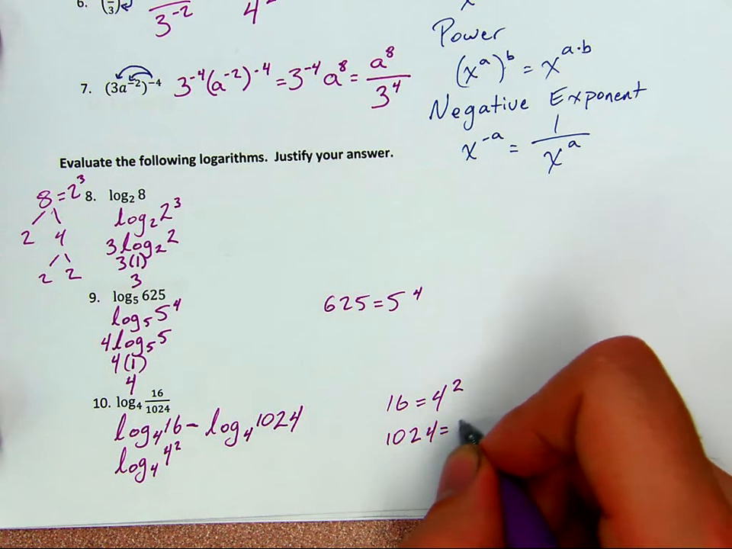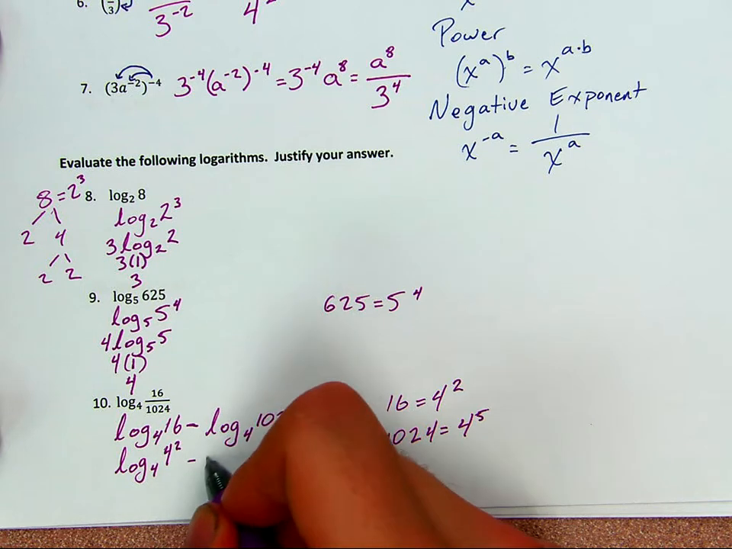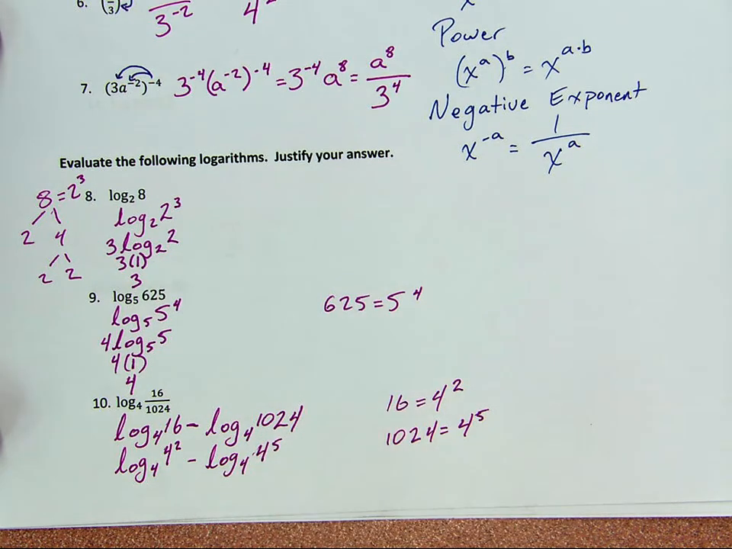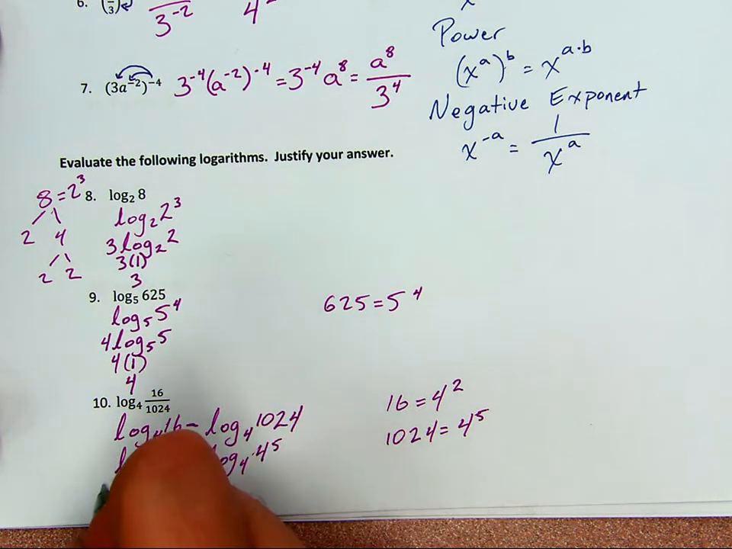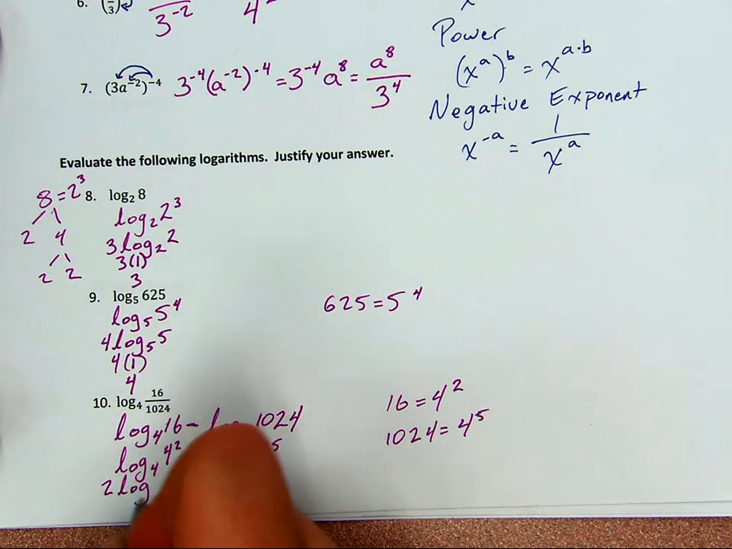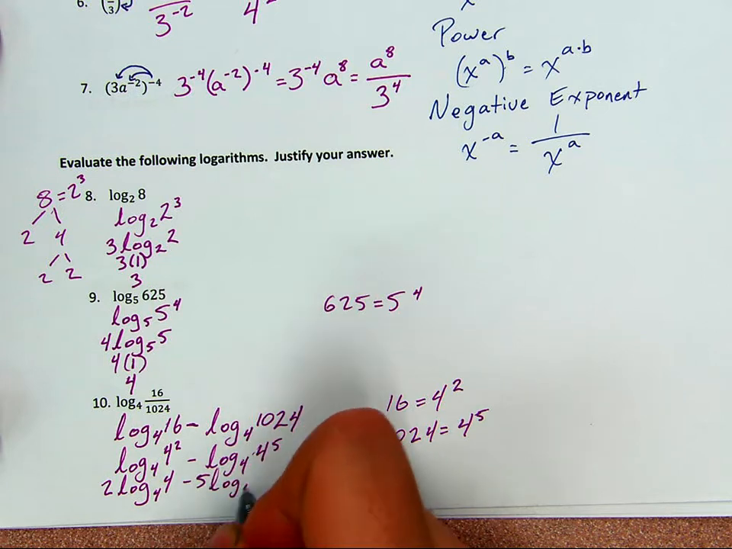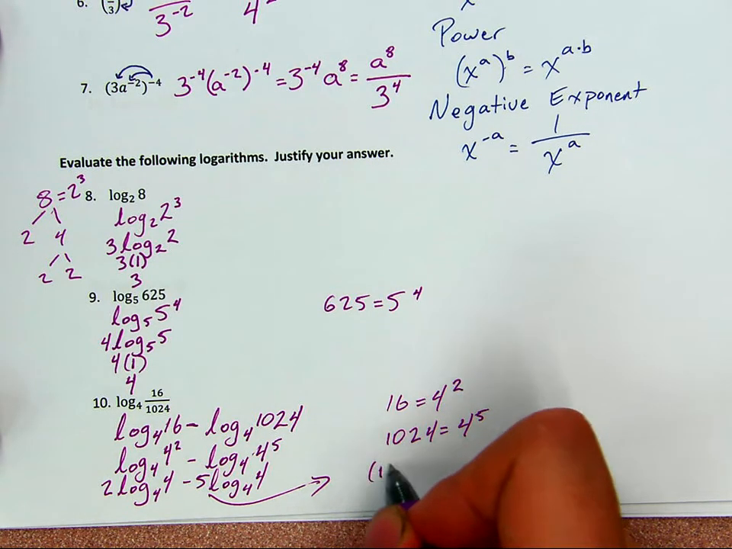So minus log base 4 of 4 to the 5th. Now again, using the power rules, we want to take those exponents and move those into the front of the logs. 2 times log base 4 of 4 minus 5 log base 4 of 4. Now, just like in number 3, log base 4 of 4 is going to be a 1, but that's multiplying a 2, minus 5 times log base 4 of 4, which is also 1.